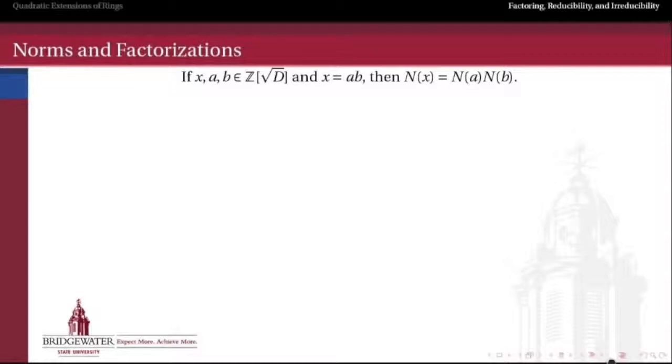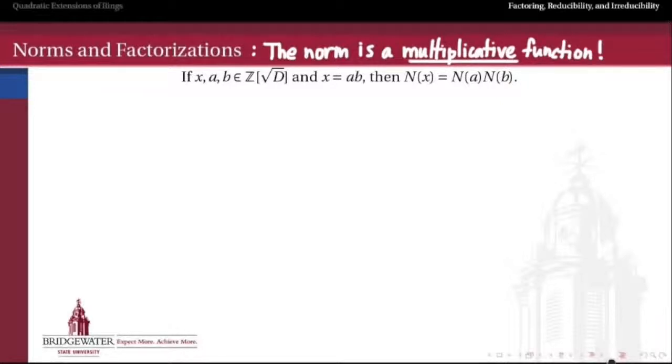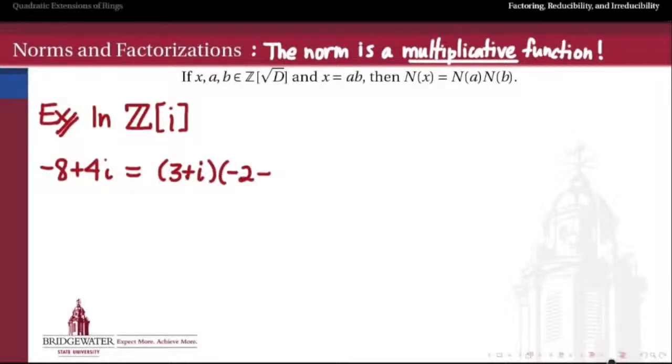The number one most important property of the norm function on a quadratic extension is that it is a multiplicative function. In other words, the norm of a product is equal to the product of the norms. So for example, in the quadratic extension by i, the Gaussian integers, -8 + 4i actually factors into (3 + i) times (-2 + 2i).